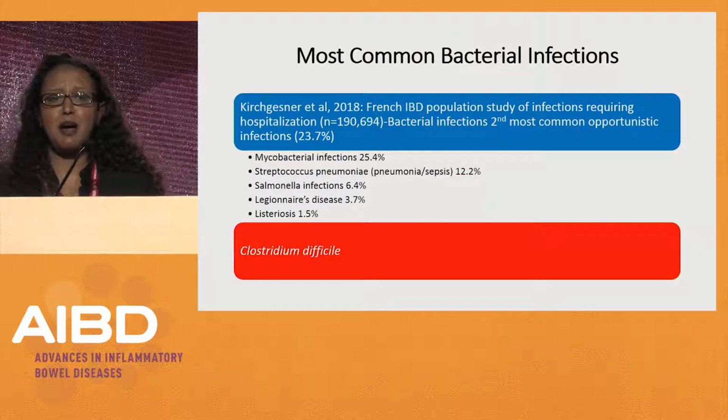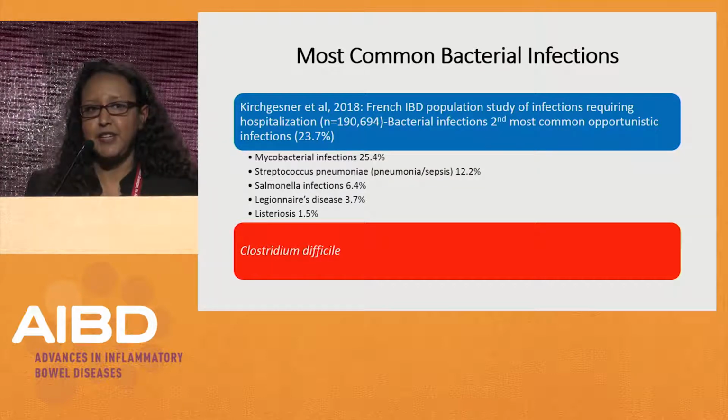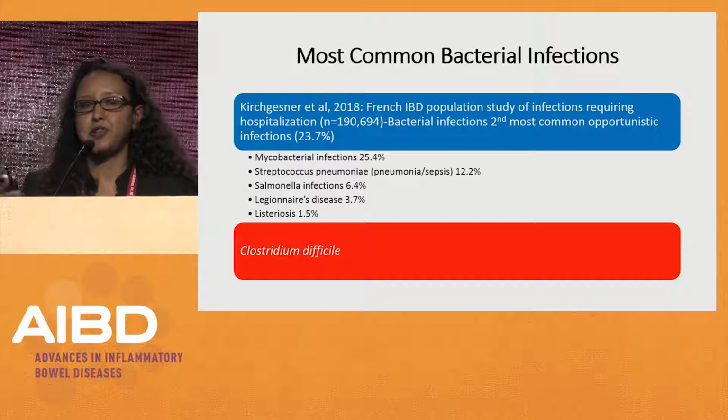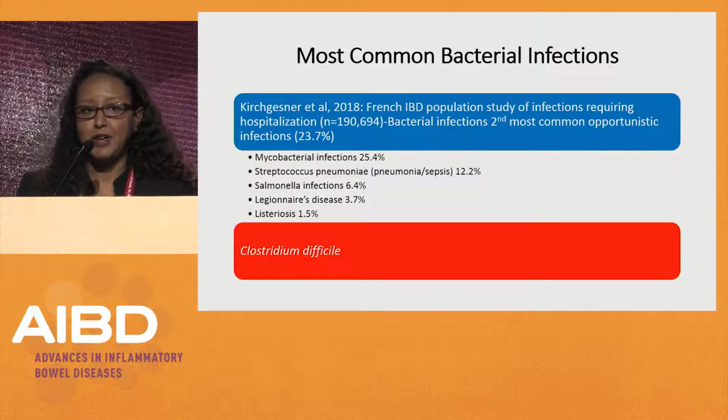So what are the most common bacterial infections? Again, based on that French study that was published this year, bacterial infections were the second most common opportunistic infection. What were they? Included Mycobacterium infection, strep pneumoniae, Salmonella, Legionnaires, and Listeriosis. And also what's common is C. diff, as you've heard from Dr. Binion.